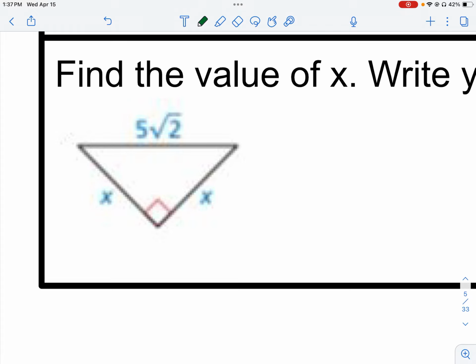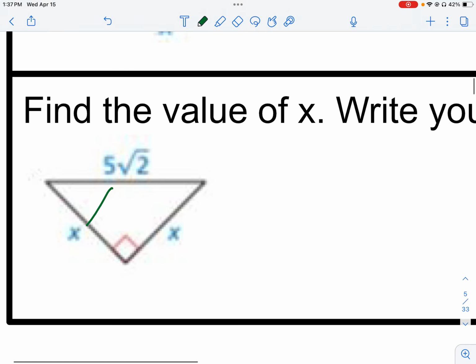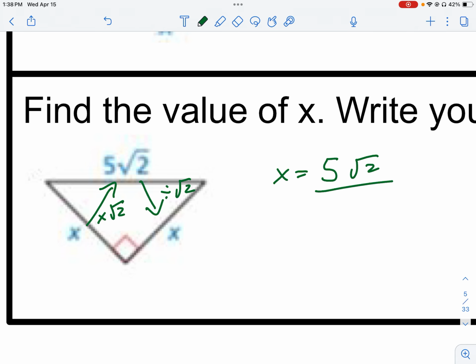But what about when we know the hypotenuse? Well, if we're going this way, we multiply by radical 2. So going this way, we have to divide by radical 2. So x is going to equal 5 radical 2 divided by radical 2. In this case, the radicals cancel, and our answer is 5.